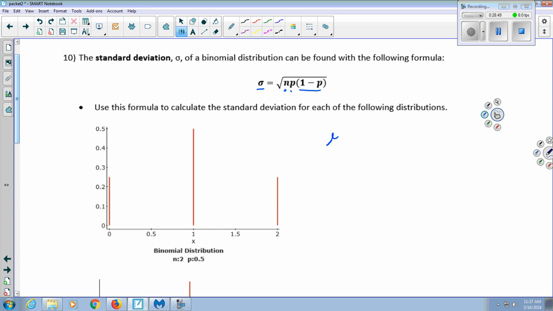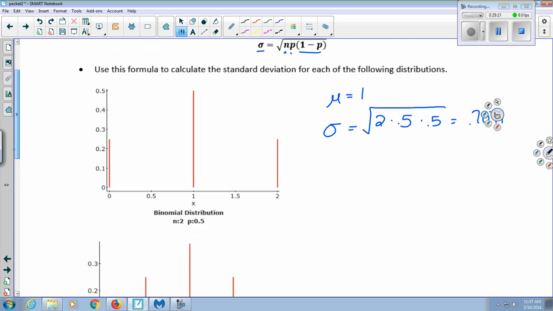For this one, we've already done the mean, which is equal to 1. Sigma, standard deviation, is the square root of n, which is 2, times our p, which is 0.5, that's the probability of success, times 1 minus p, which will also be 0.5, and this comes out to be 0.7071. So that's the average distance away we are from the mean.